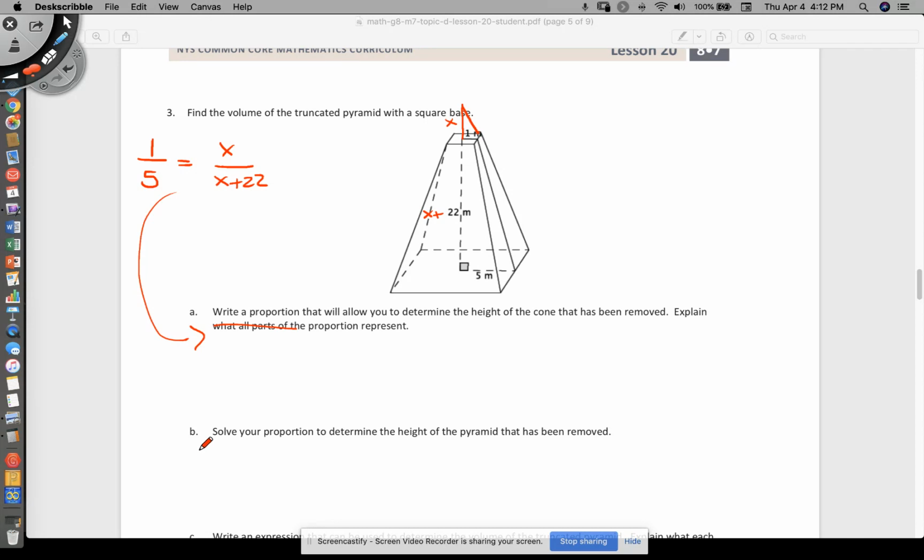All right, now let's go ahead and solve. I'm going to set it up for you. We're going to do 5x equals x plus 22. You go ahead and solve. Tell me what x is. That'll be one that I grade.